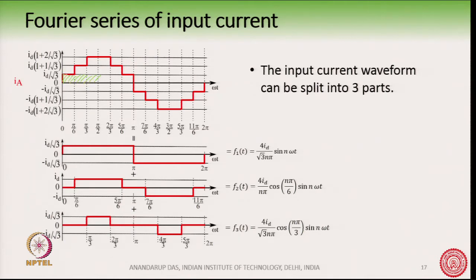Okay. So, this part of the waveform like this goes to this part of the waveform. This is the first part of the waveform, and this part is coming here. You can see the magnitude. This waveform is a square wave with amplitude of Id by root 3 and minus Id by root 3 here. So, this is the first part of the waveform.